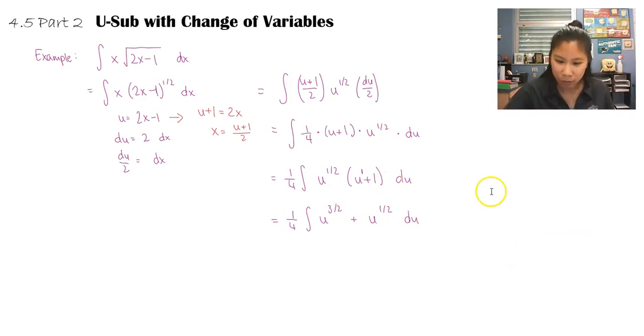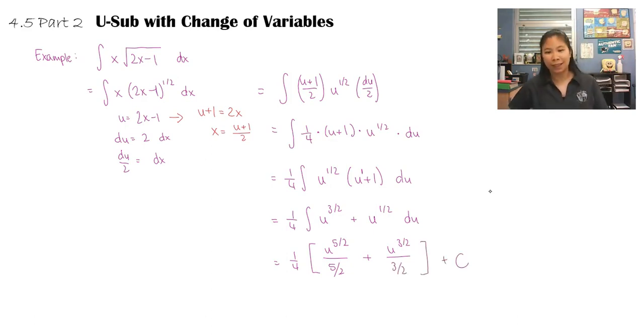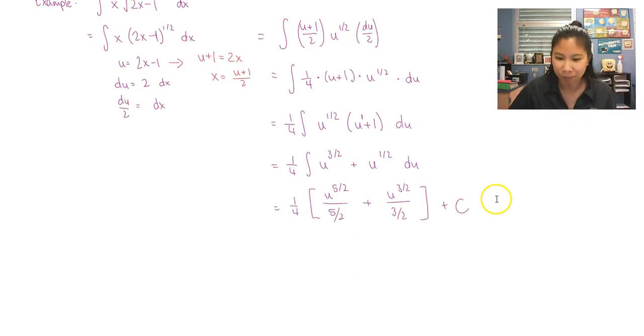So here we go. We have the 1/4 in front, integrating u to the 3 over 2 power using the power rule. I'm going to add 1 to the exponent and then divide by the new exponent. Same thing with the u to the 1/2. And then plus c at the end. I'm just going to simplify this out a little bit because I'm dividing by a fraction here, so it looks ugly.